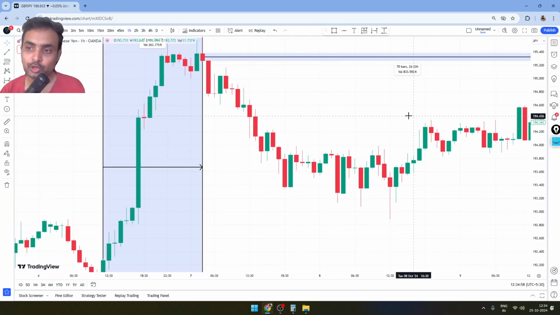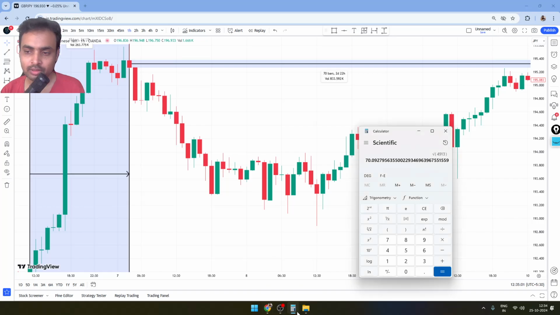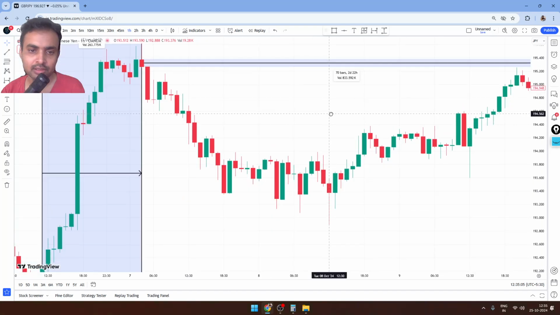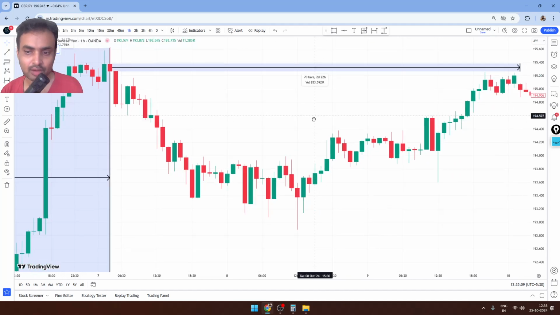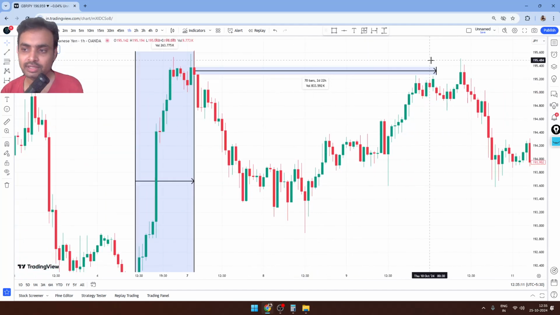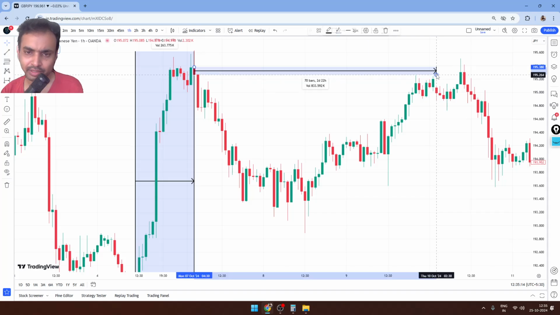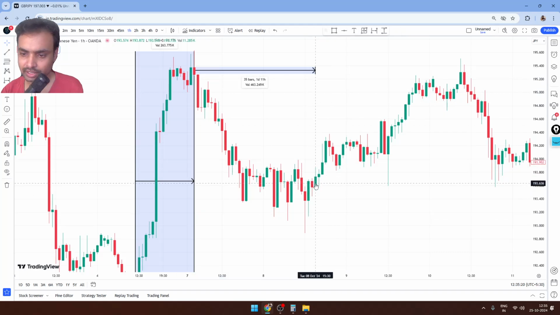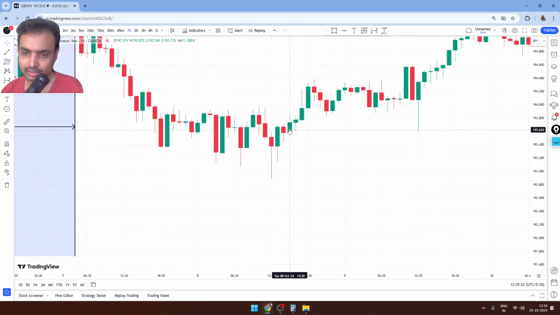Now what else can you do? You have the 70th candle from here to here. We have calculated. Now what you can do is take half of the 70. If you take half of the 70, it's 35, right? So you can check the 35th candle also. You can try to take a trade. So that 35th candle is this. So that is the 35th candle.